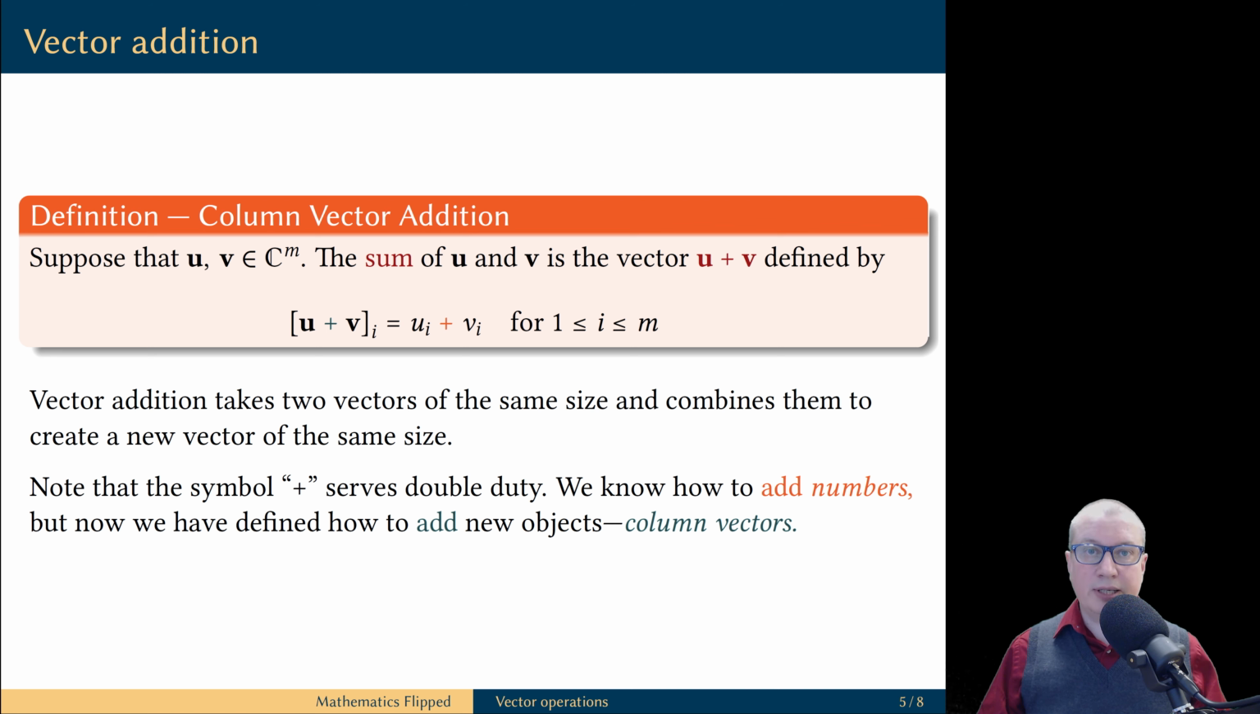So, if you see a plus sign, how do you know if it's an old operation, the addition of numbers, or if it's a new operation, the addition of vectors? Well, look what's around the plus sign. If the plus sign stands between two numbers, it means it's an addition of numbers, and if a plus sign stands between two vectors, it means this is the operation of the addition of vectors.